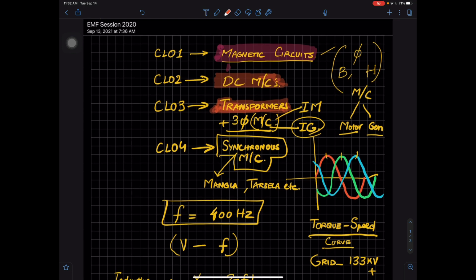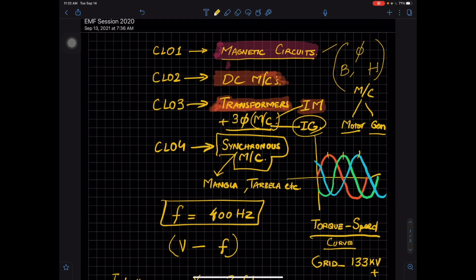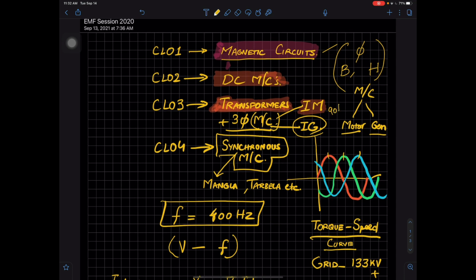Then in CLO3, we are also going to discuss the induction machine, which is the workhorse of the power consumed in our industry. In fact, if I quote a value here, almost 90% of the power, not 90 actually, maybe that's a little large or hypothetical, but 70% to 80% of the power being produced in Pakistan is used by induction machines.